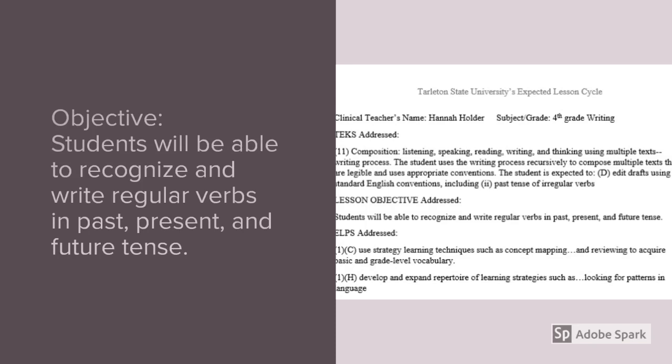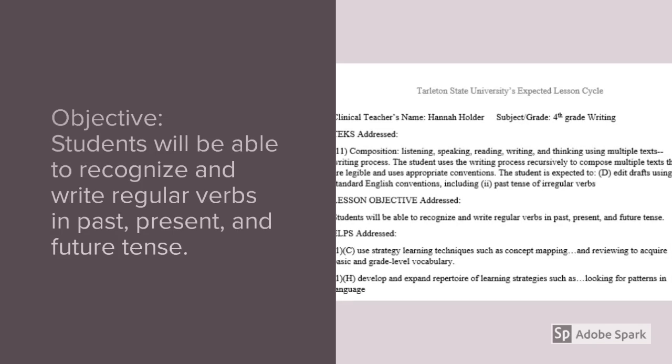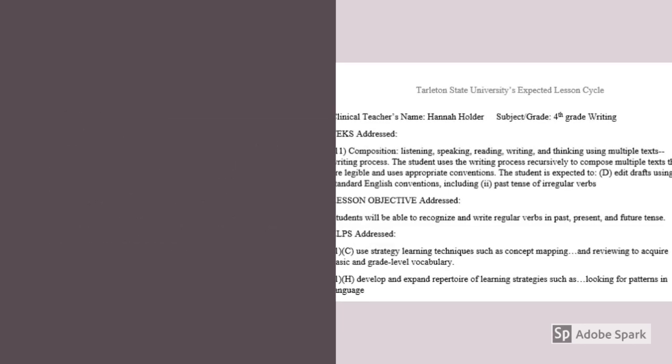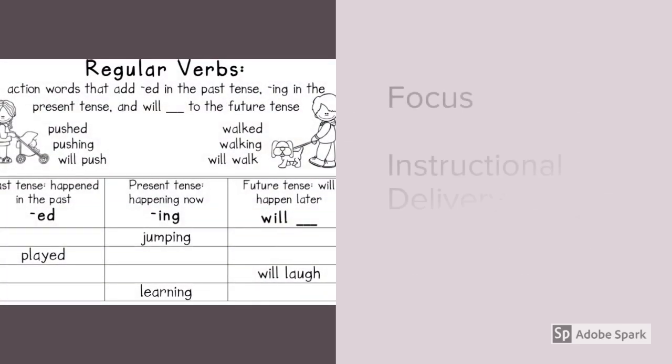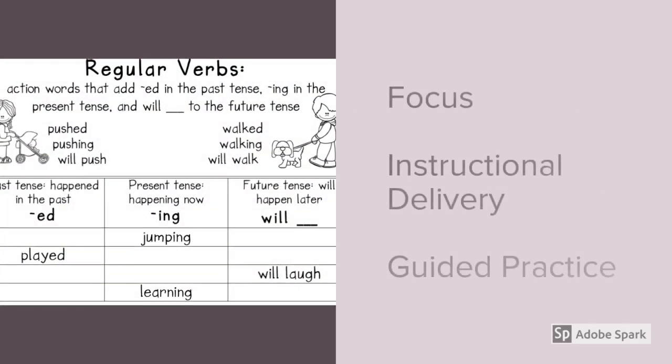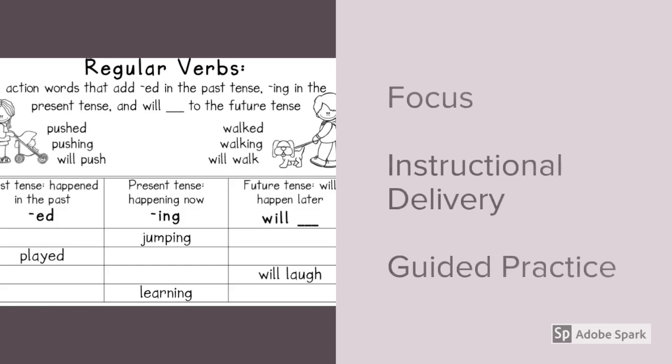The objective of my lesson is students will be able to recognize and write regular verbs in past, present, and future tense. All of the lesson and activities done throughout the lesson go back to this objective. For my focus, students did a think, pair, and share over what their own personal definition of past, present, and future tense means.